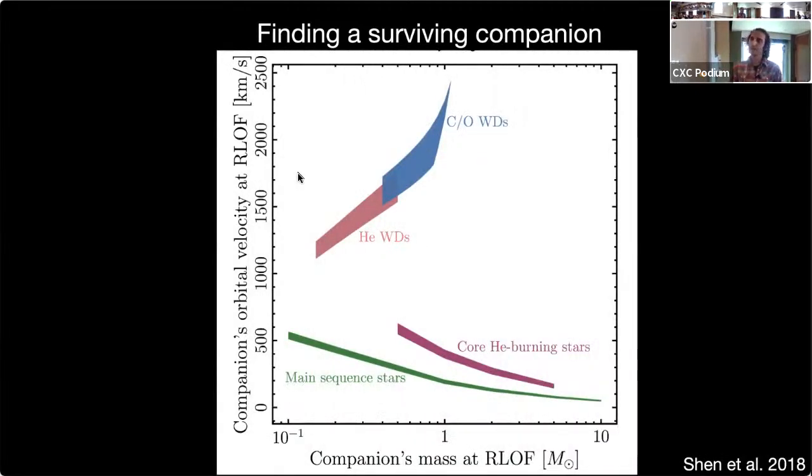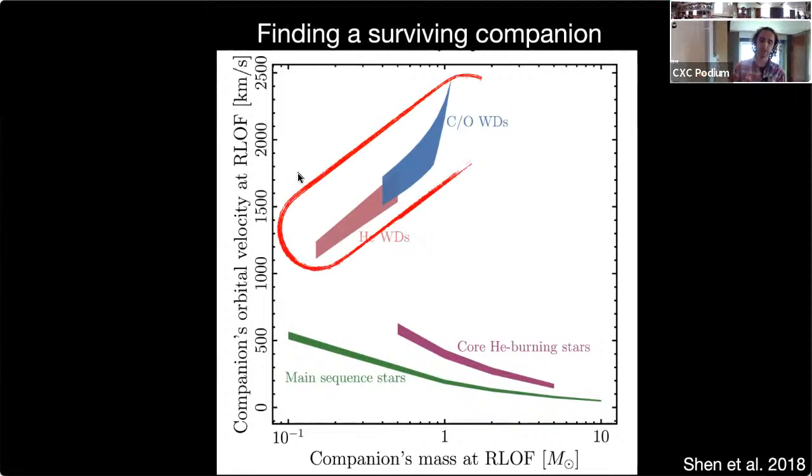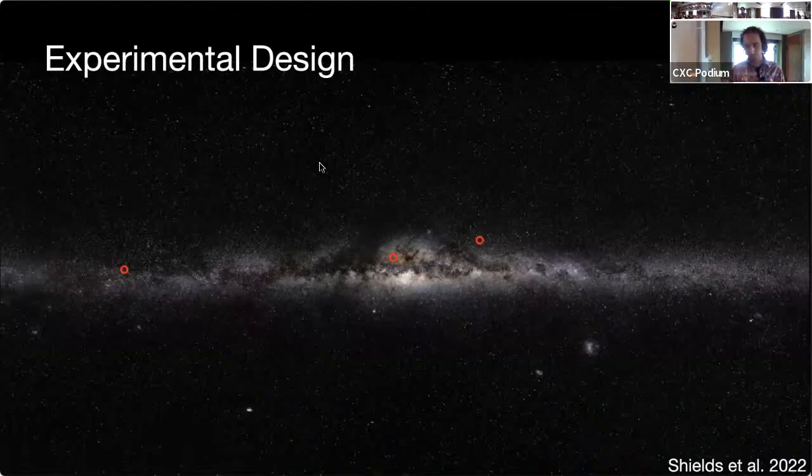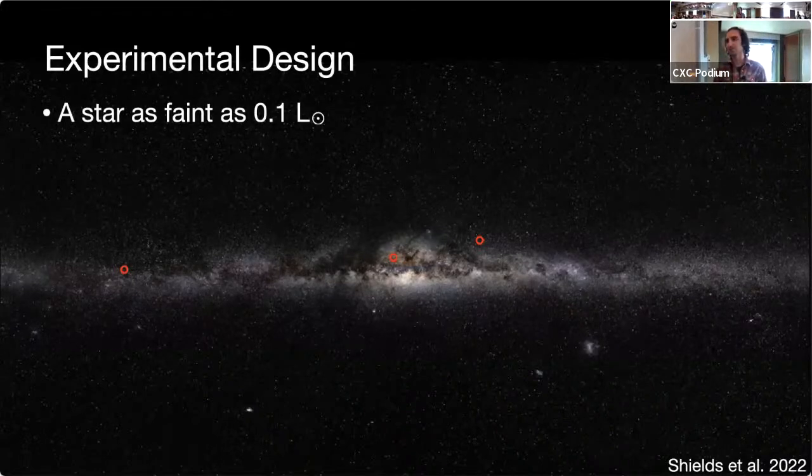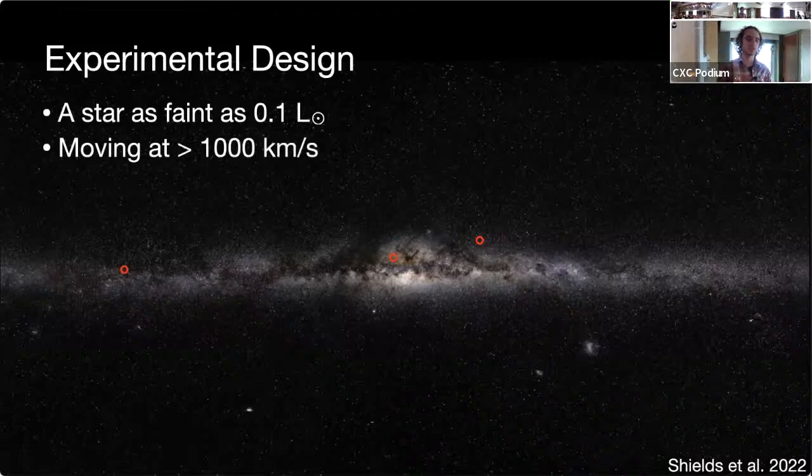So this plot here shows how the orbital velocity of your secondary scales with the mass of that secondary. And we are particularly interested in this region here, showing how this orbital velocity scales for white dwarf companions. We can see that in order to get mass transfer from your secondary onto your primary, you have to have an orbital velocity of between 1,000 and 2,500 kilometers per second. This is the same velocity that you would expect the star to inherit after the primary explodes. So we have our experiment. We're looking for an overluminous white dwarf, which still puts it as faint as about 1/10 of a solar luminosity, moving at least 1,000 kilometers per second.